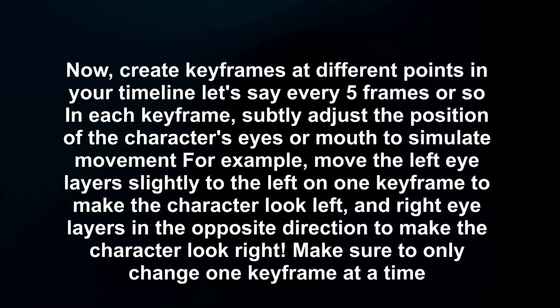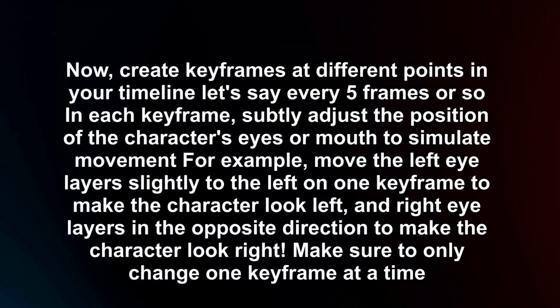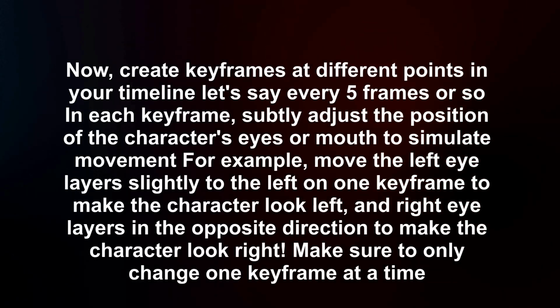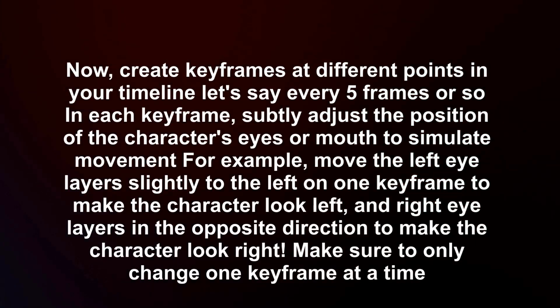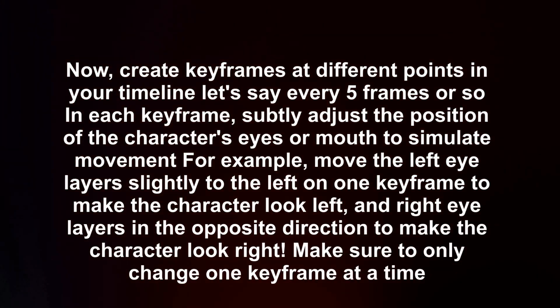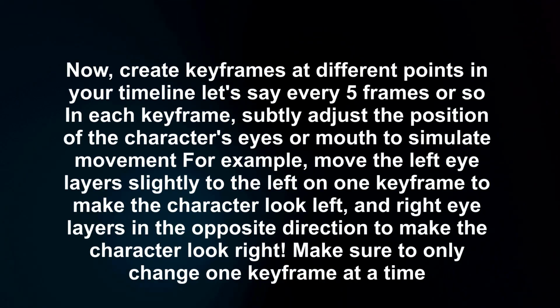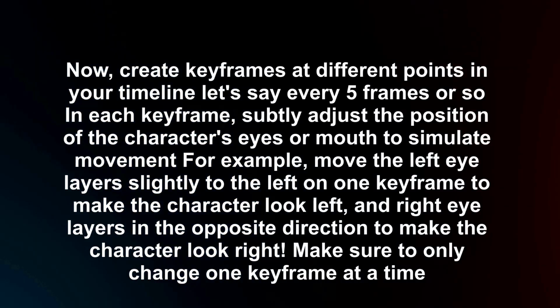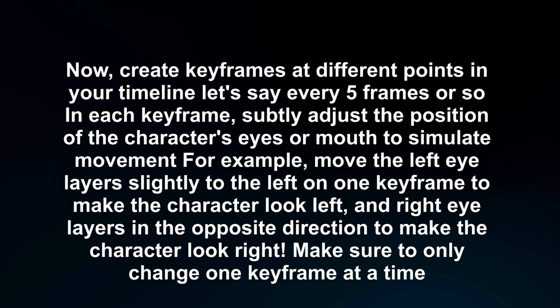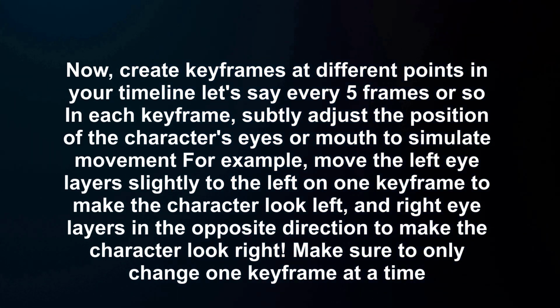Now, create keyframes at different points in your timeline, let's say every 5 frames or so. In each keyframe, subtly adjust the position of the character's eyes or mouth to simulate movement. For example, move the left eye layers slightly to the left on one keyframe to make the character look left, and right eye layers in the opposite direction to make the character look right.